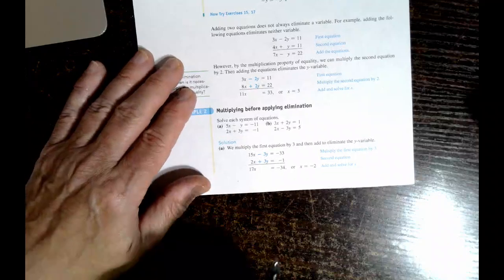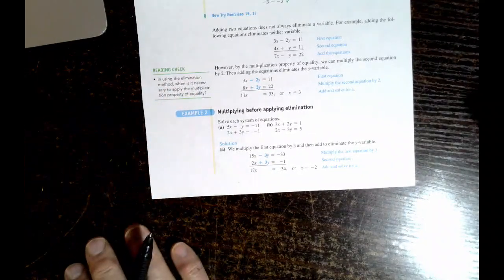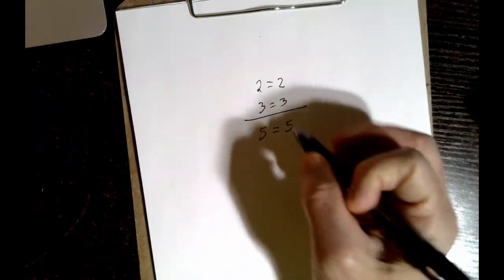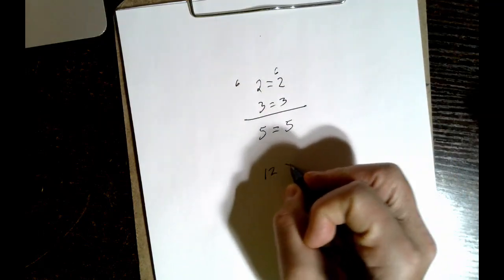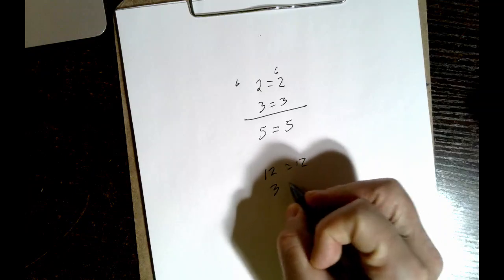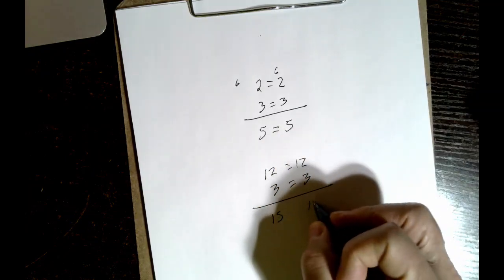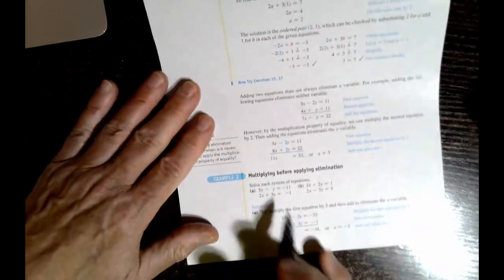But what we can do is multiply one equation by a number and create a new equation. So if we have 2 equals 2 and 3 equals 3, we can multiply both sides by 6 and we get 12 equals 12, and the second equation is still 3 equals 3. And we can still add them together and we get a new equation that's also true. So as long as you multiply both sides of the equation by the same number, you can do this.